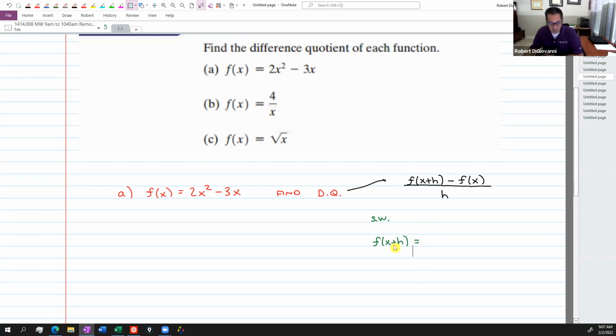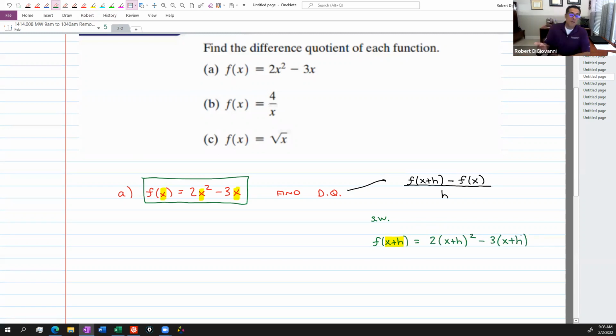So when I plug x plus h into the function, here's the function they're giving us. I'm just going to replace the x in this with x plus h and rewrite it. So let me do that. I'm going to have 2 times x plus h, take that quantity and square it, and subtract from that 3 times x plus h.